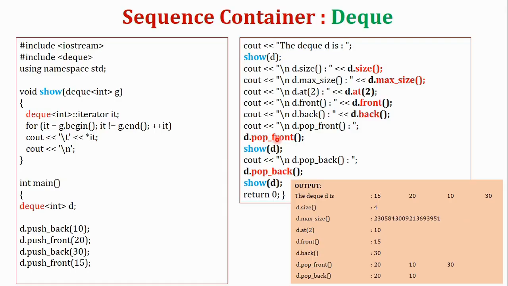Then pop front. Pop front means what? That is the front value, right? So now it is deleted. So what is the remaining value? 20, 10, 30. And pop back means what? It will remove the backside value. So here the backside value is removed, right? So what is the remaining value? Only 20 and 10. So this is the way we are going to build the program using the inbuilt functions.